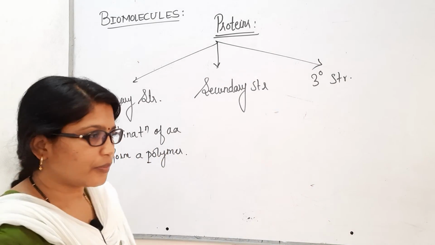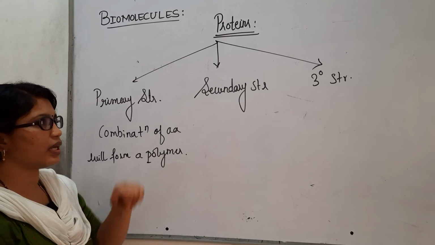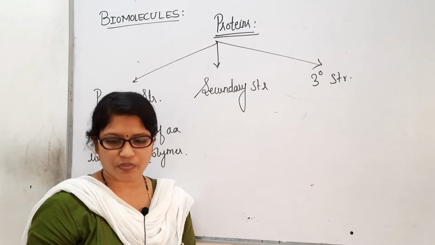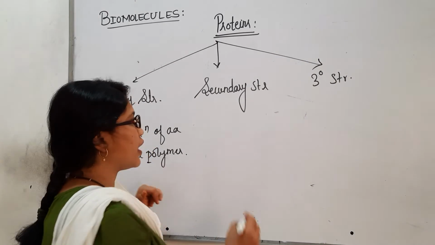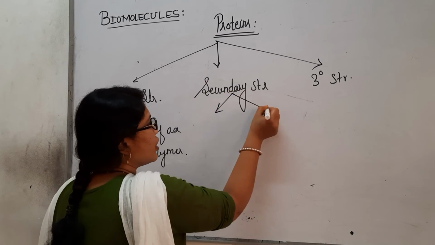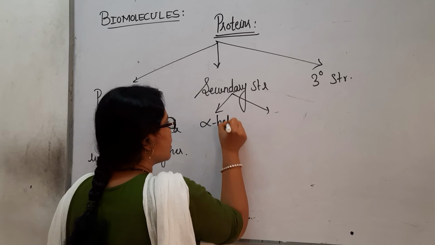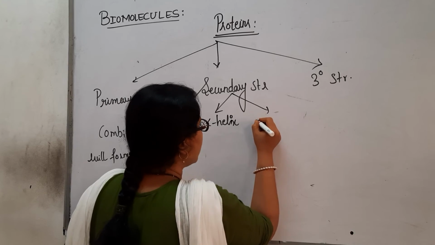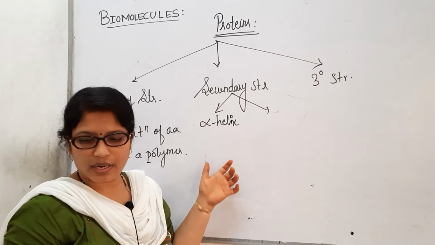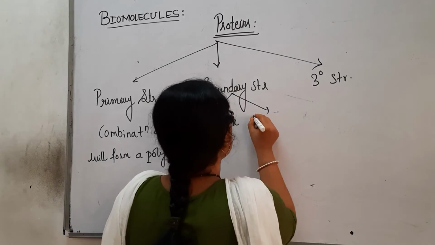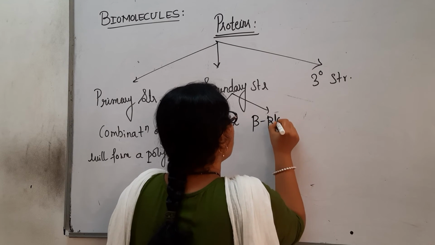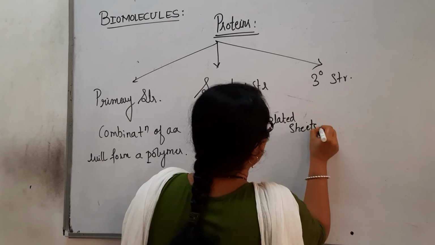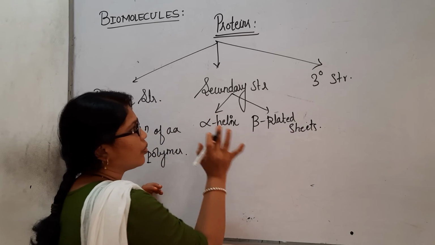When you consider particularly the secondary structure of proteins, there are 2 types. The secondary structure gives us the alpha helix form as well as the beta plated sheets. We have the alpha helix form, then the second type, beta plated sheets. These are the 2 forms that exist.